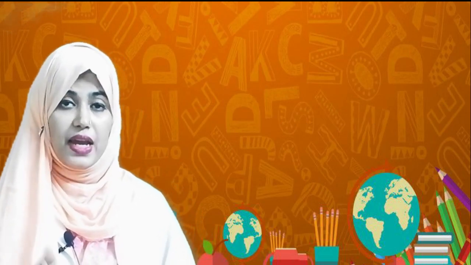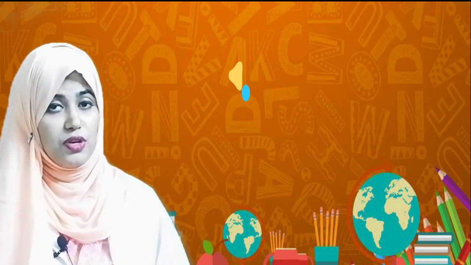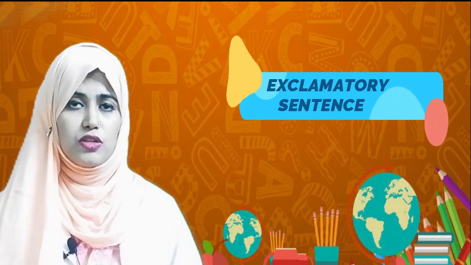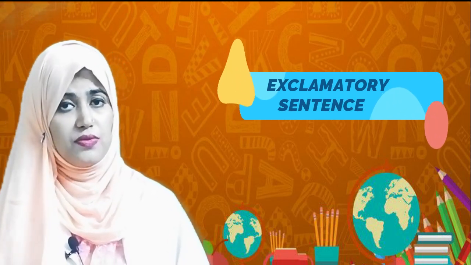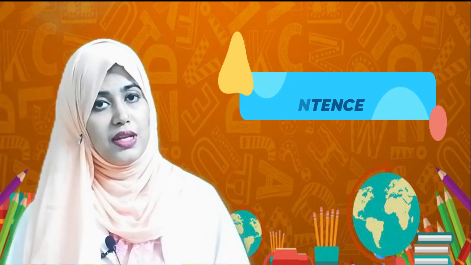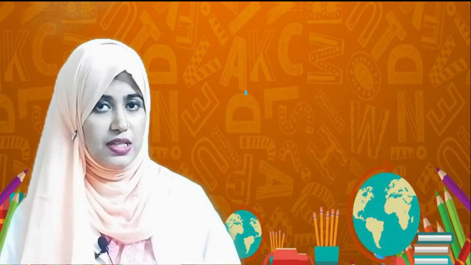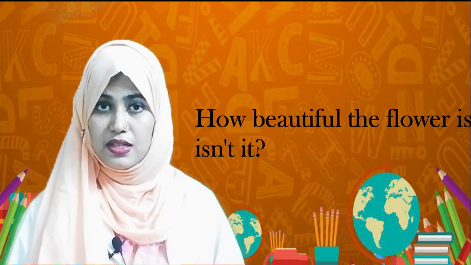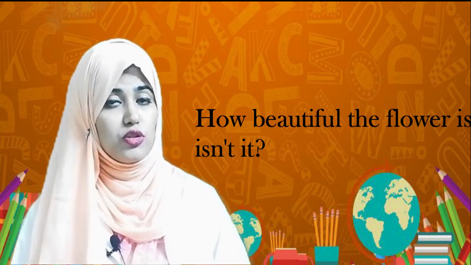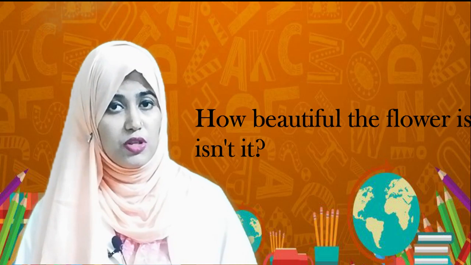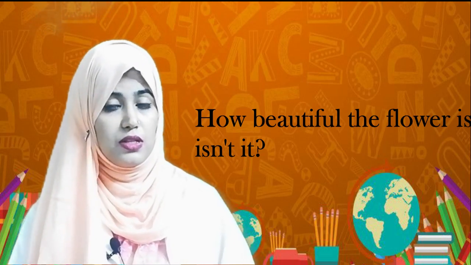Then in case of exclamatory sentence, what you are going to do? In case of exclamatory sentence, you just need to follow the same thing like assertive sentence. That is, you will use the auxiliary verb that is mentioned in the sentence. For example, how beautiful the flower is, isn't it? So the form should be the same. So you don't need to change the exclamatory sentence into assertive sentence. It will remain as the exclamatory sentence.